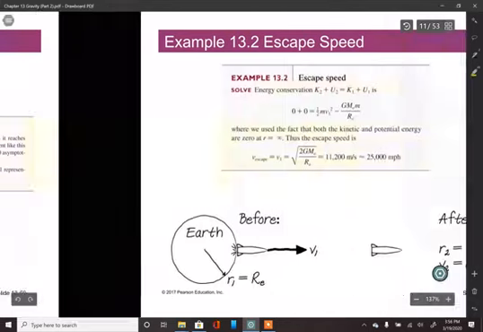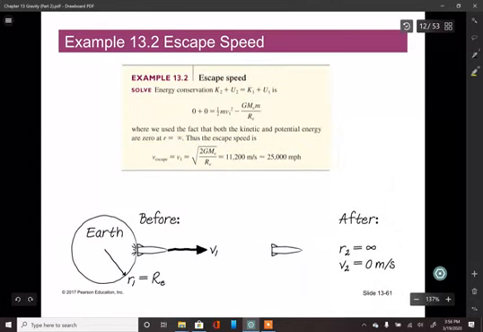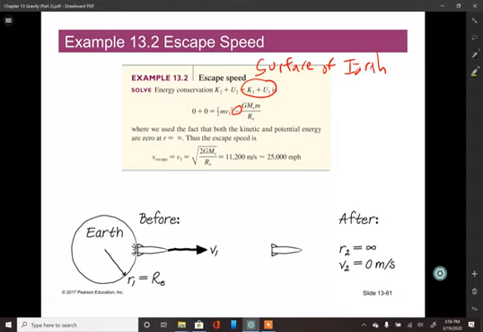Right, so this is them kind of explaining that. Here's what it looks like, energy conservation, right? This right here is the surface of Earth. We have a potential energy, notice it's negative, and we want to figure out what is V1. That's our unknown. But when it's escaped, we no longer have potential energy left, but we want the minimum speed. And so that means we have no kinetic energy left either. So we can rearrange and solve.